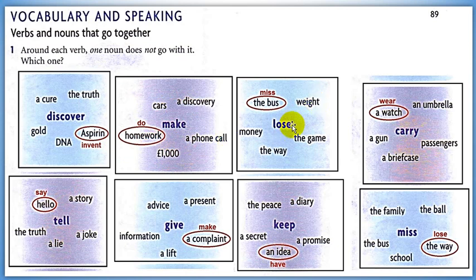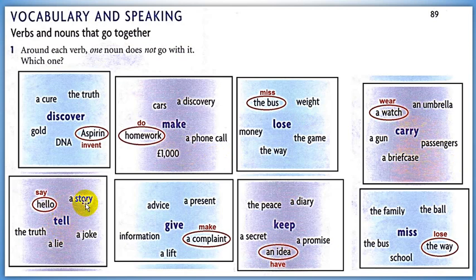Lose weight, of course. Lose the game. Lose the way يتيه الطريق. Lose money يخسر النقود. لكن not lose the bus إذا فاتت الحافلة. Not الفعل الملائم مو lose. Miss فاتته الحافلة. Miss the bus. Okay. Now carry an umbrella. Carry passengers. The airplane carries passengers. Carry a briefcase. Carry a gun. But not carry a watch. الساعة نرتديها. So wear a watch.